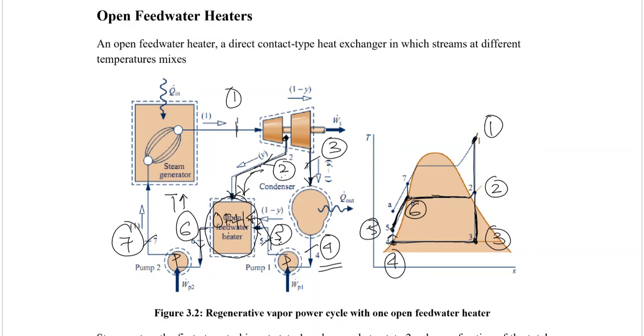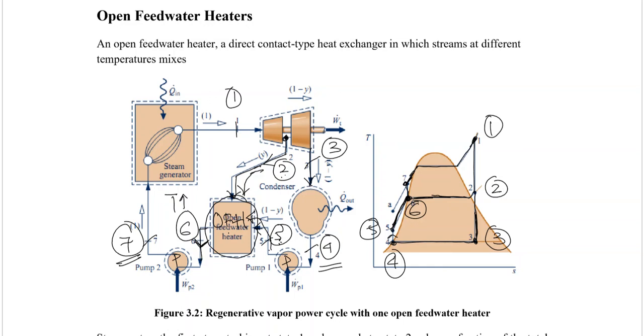So at the exit of the feed water heater, we would be having a saturated liquid. So now we have got a saturated liquid over here. Now this saturated liquid is pumped from 6 to 7, and at 7 we are at the inlet of the boiler, and in the boiler we would be transferring the heat from 7 to 1. So that's what the regeneration TS diagram would be.